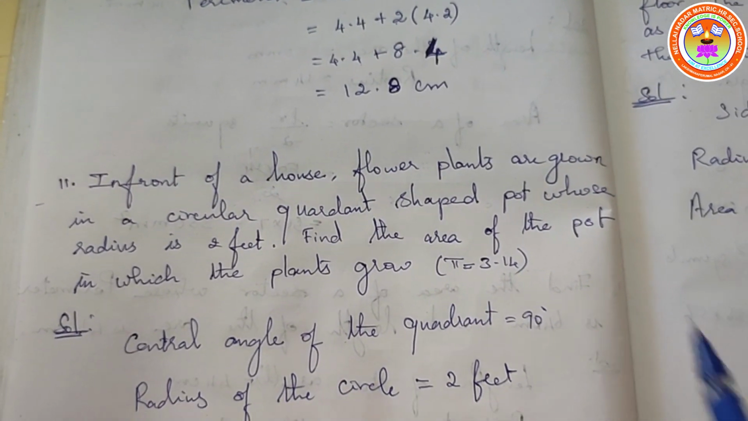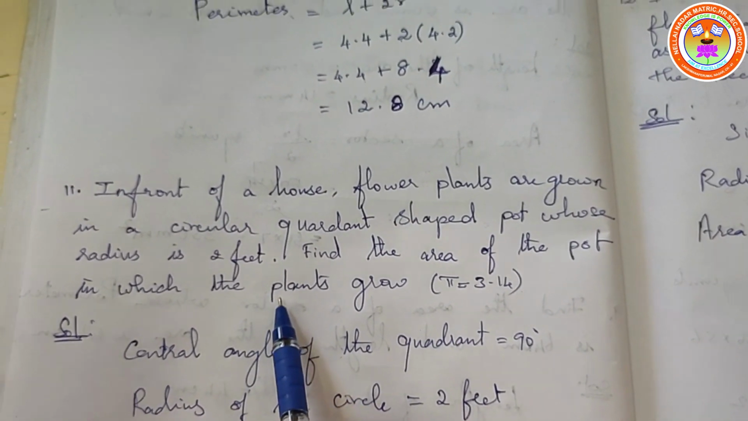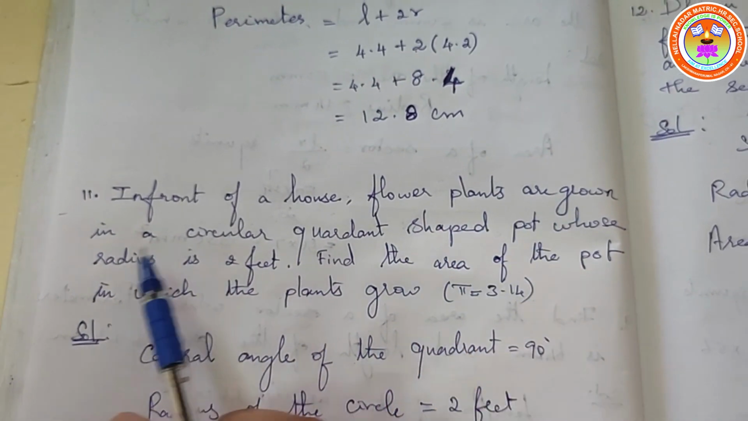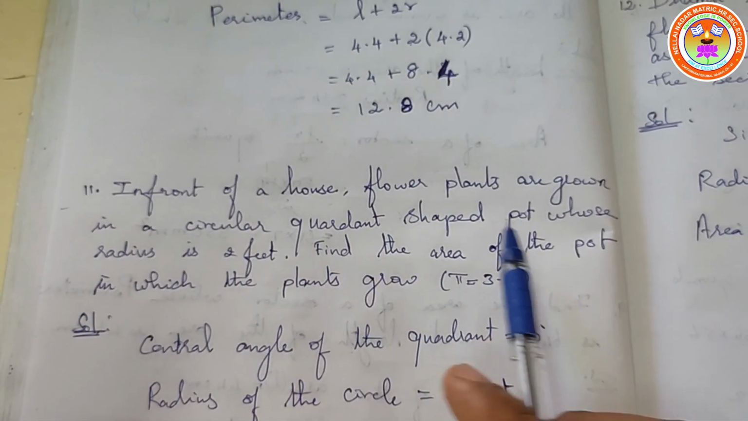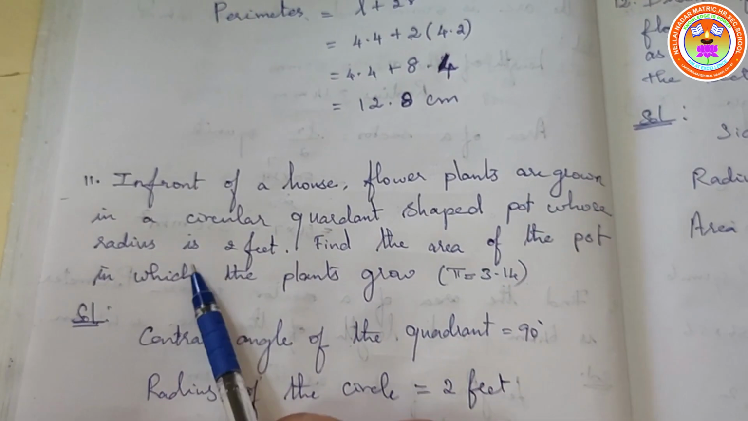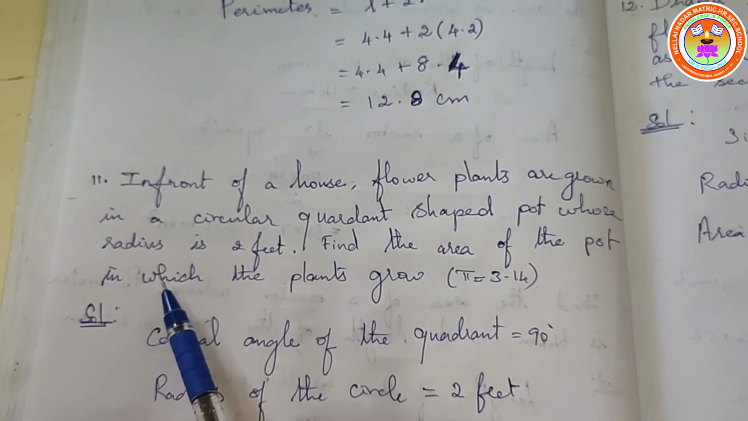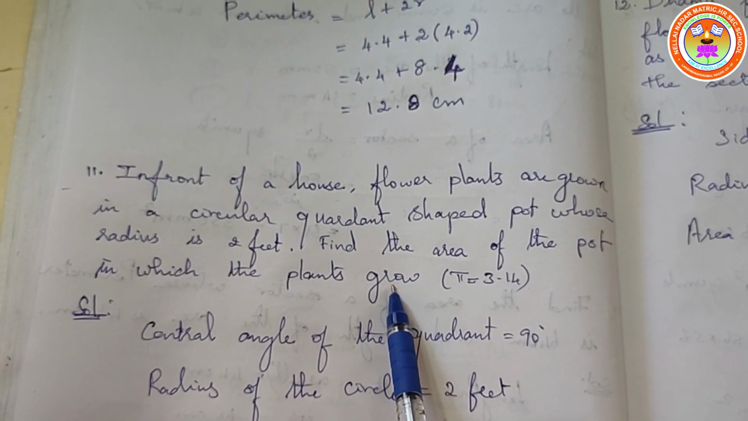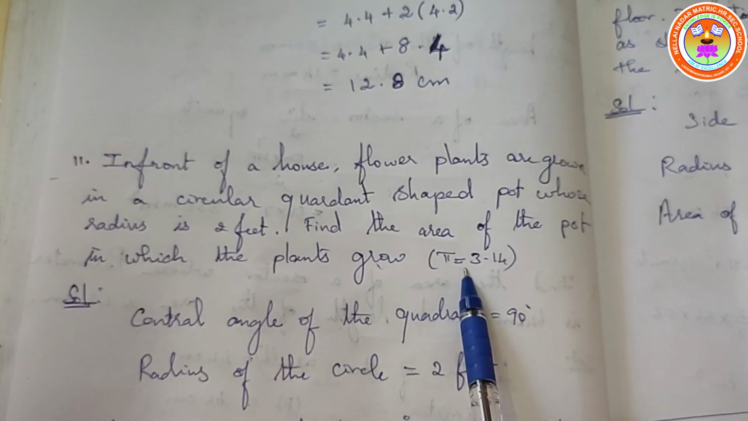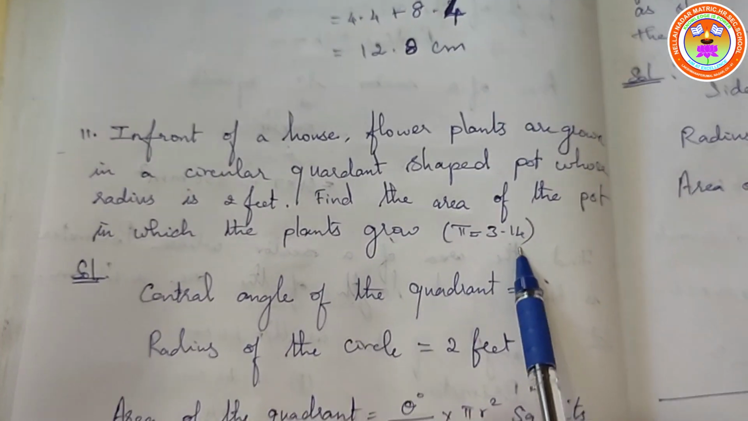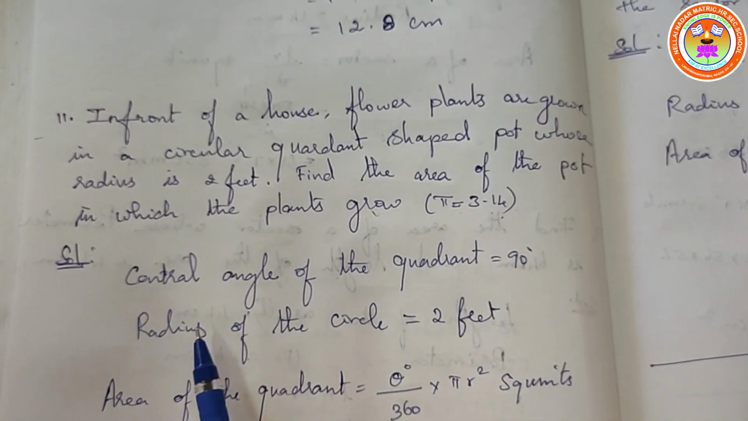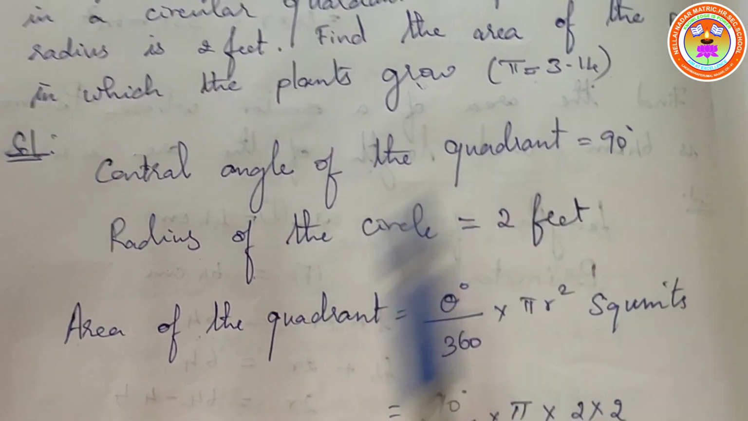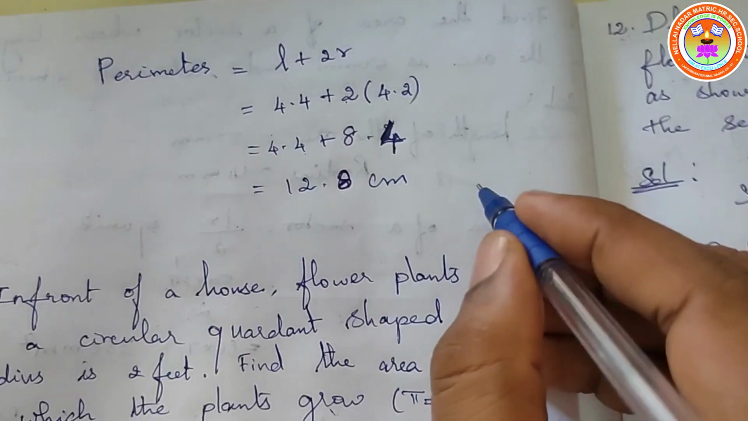The next question is an important question, so make note of it. In front of a house, flower plants are grown in a circular quadrant shaped plot whose radius is 2 feet. Find the area of the plot in which the plants grow. You can see it in the question in the book. It's clearly given where pi is equal to 3.14. Shall we see how to do the sum? Yes, we'll start now. Central angle of the quadrant equal to 90 degree. If it is a quadrant, I'll draw it here.